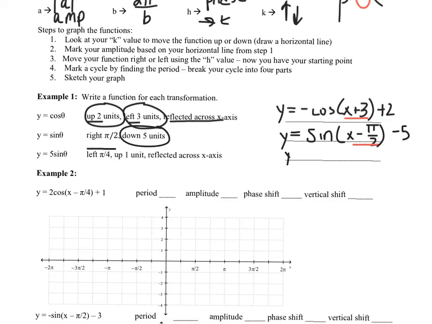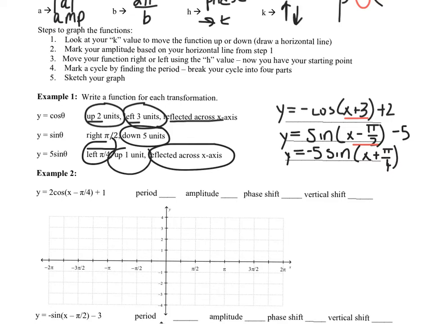And then the last one, you got 5. Oh, it's reflected across the x-axis, so it's going to be negative 5 sine. And it's going left pi over 4, so it's going to be x plus pi over 4. And then it's up 1 unit, so it's plus 1.